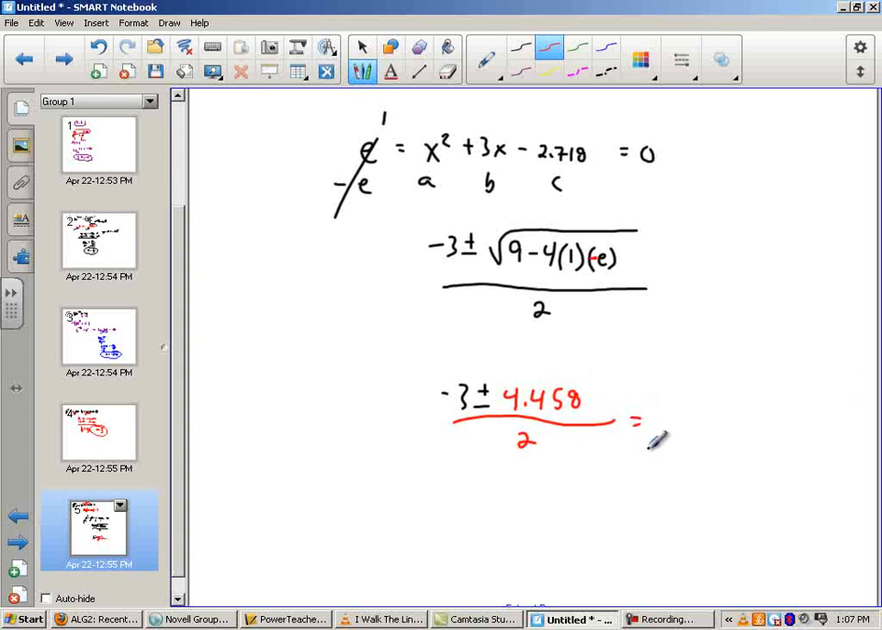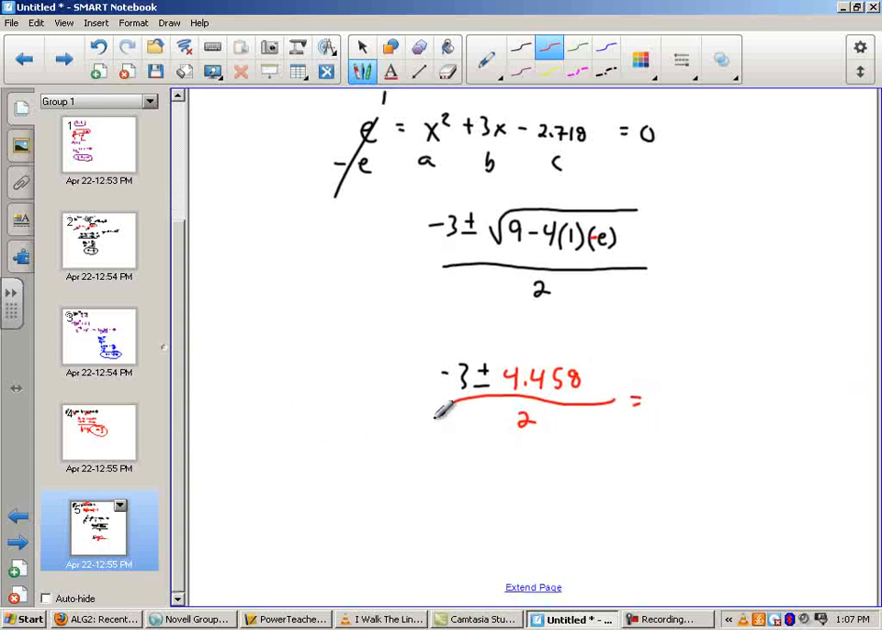Now there are 2 answers here, so I'm going to run through both of them. If I do the positive version, negative 3 plus that, divided by 2, comes out to be about 0.729. That's good, and if I did the negative version, it'd come out to negative 4.458 divided by 2, about negative 3.729.